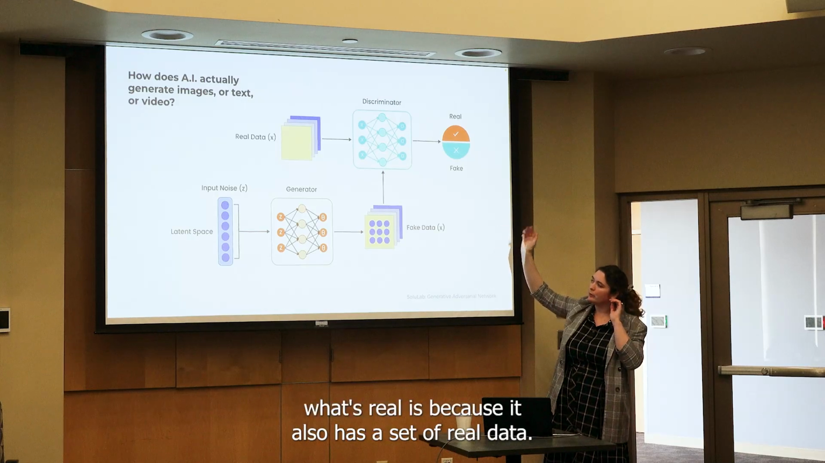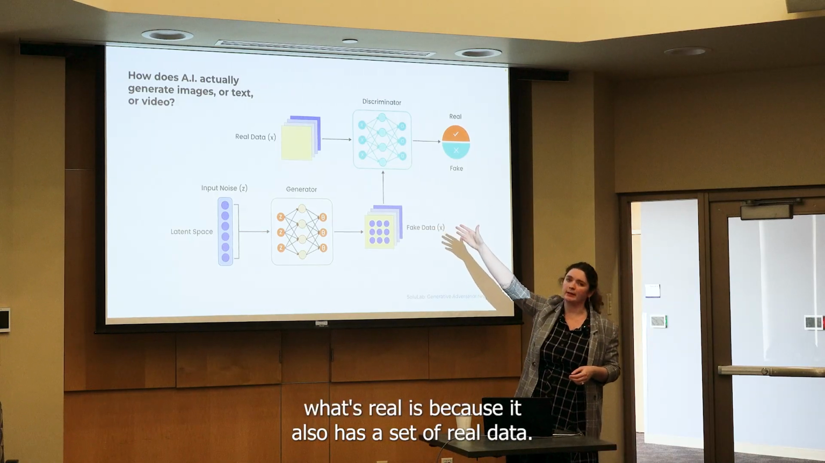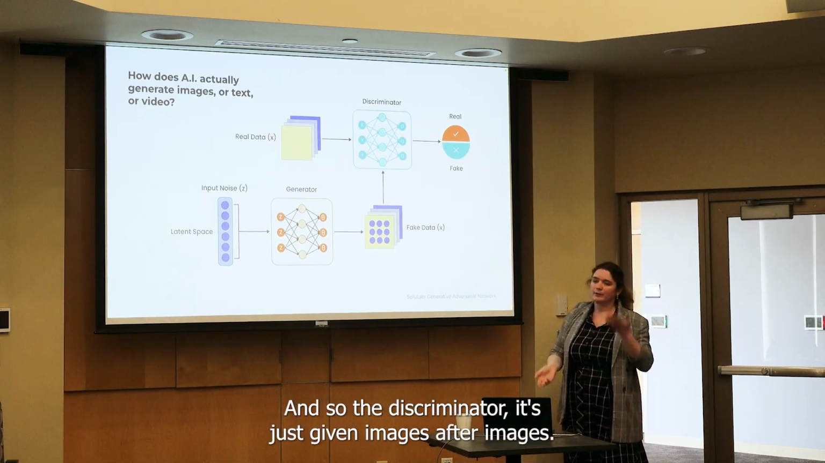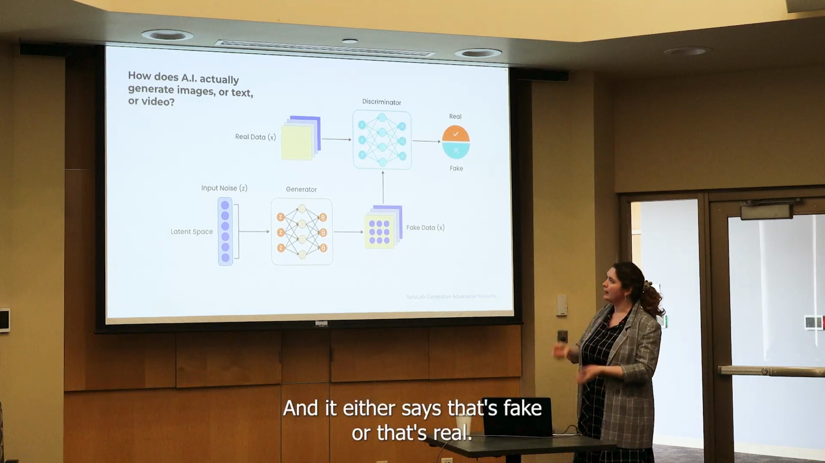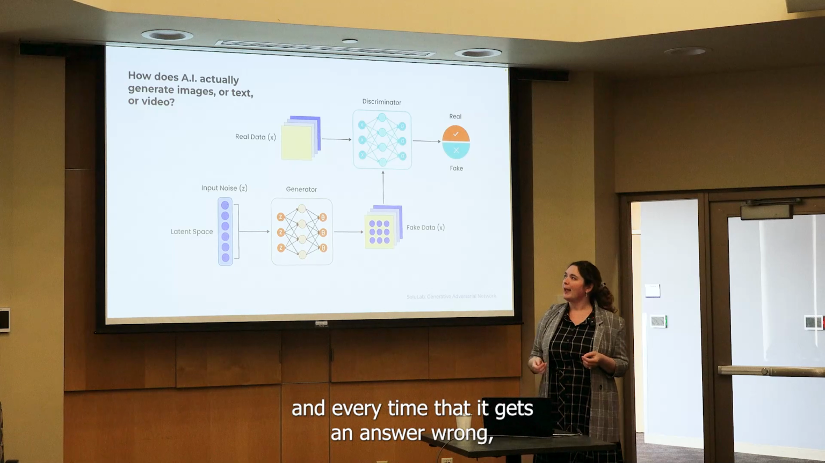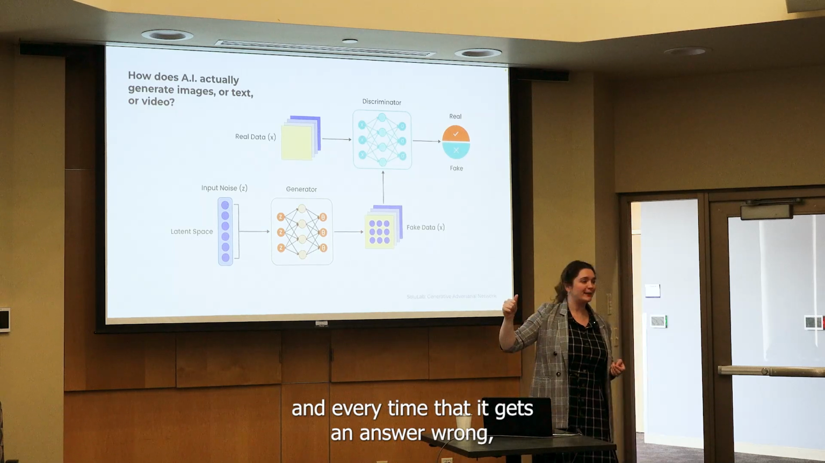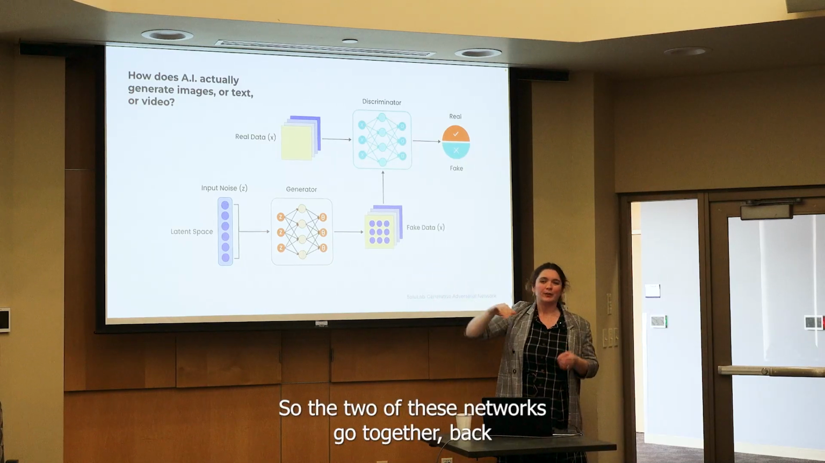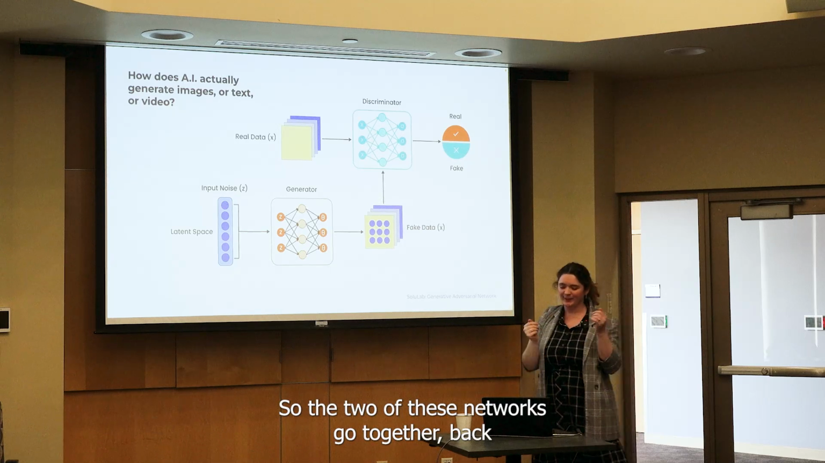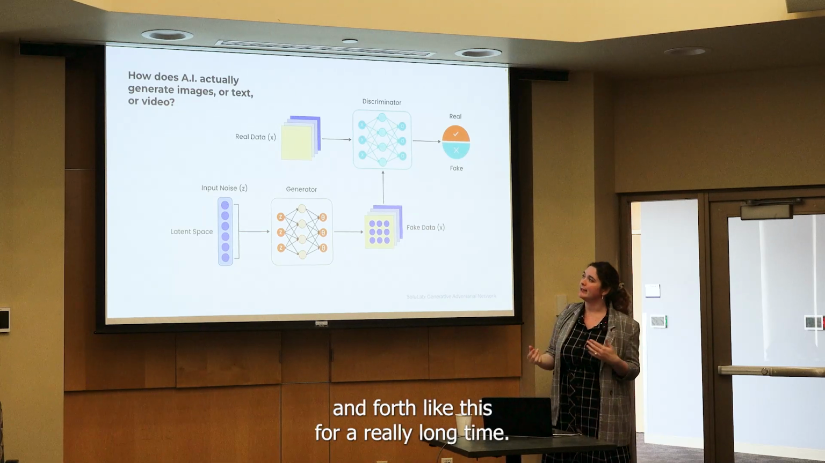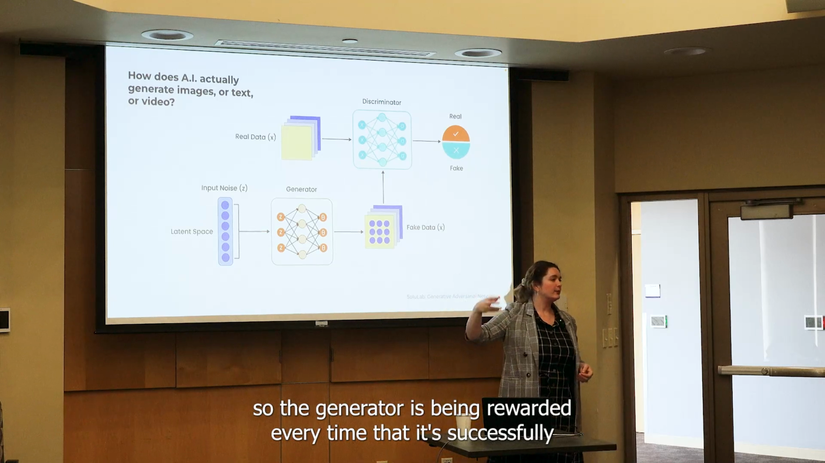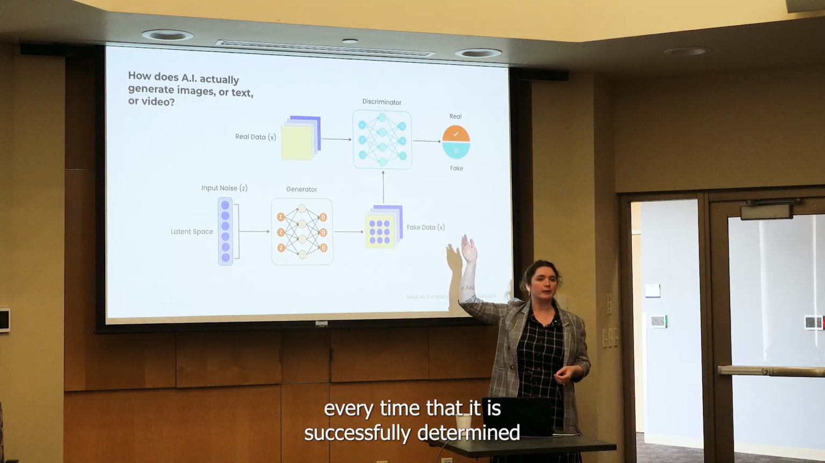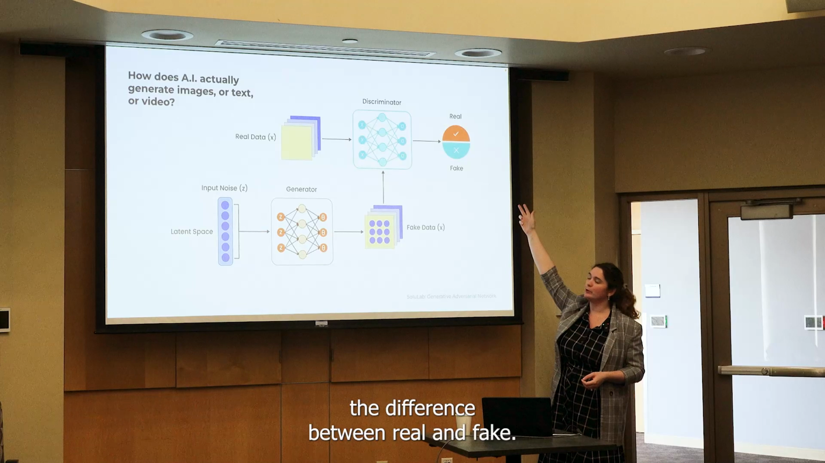How the discriminator knows what's real is because it also has a set of real data. So that's the training data that is collected. And so the discriminator is just given images after images, and it either says that's fake or that's real. And every time that it gets an answer wrong, the discriminator loses a point, and the generator gains a point. So the two of these networks go back and forth like this for a really long time. So the generator is being rewarded every time that it's successfully fooled the discriminator. Meanwhile, the discriminator is being rewarded every time that it has successfully determined the difference between real and fake.